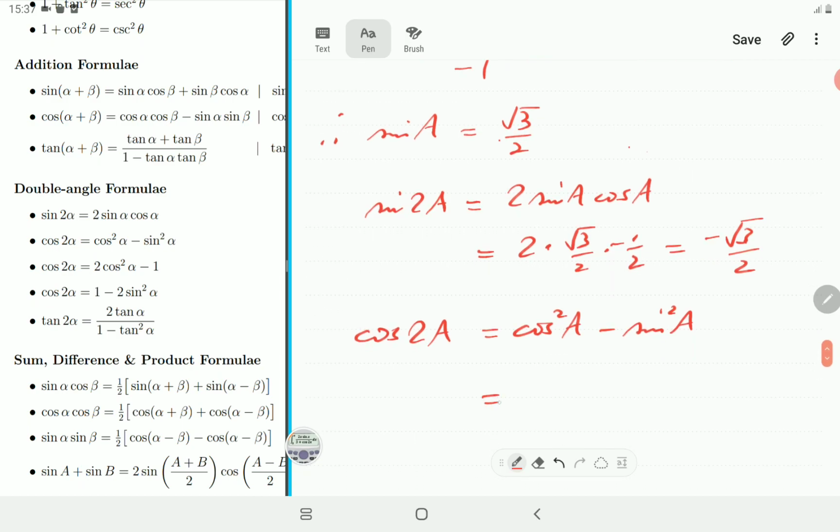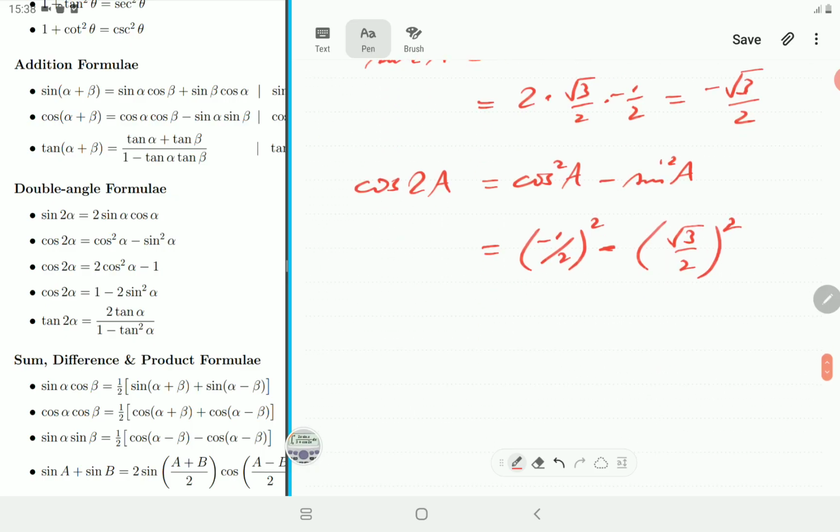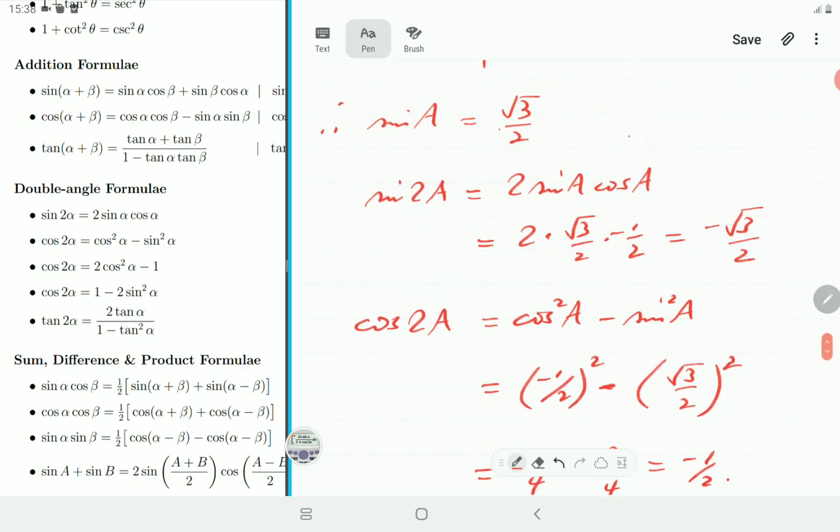Cosine squared is going to be (-1/2) squared, and then sine squared is going to be (root 3 over 2) all squared. So this is going to be 1 over 4 minus 3 over 4. So it's going to be -2 over 4. This is going to be -1/2.